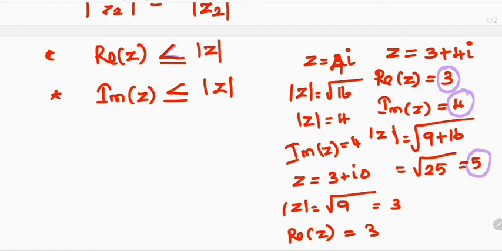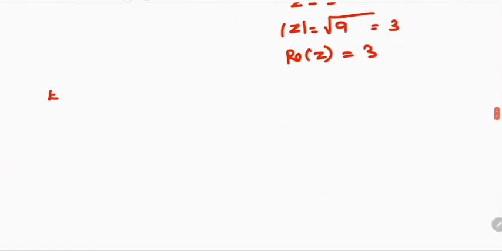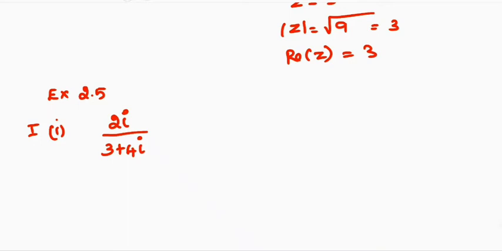Using these properties, we are going to do the problem, that is exercise 2.5, first problem. So here you will have subdivisions. The first subdivision is 2i divided by 3 plus 4i. The question is, find the modulus of the following complex numbers. So what we have to do? We have to find the modulus. So I'll write like this.